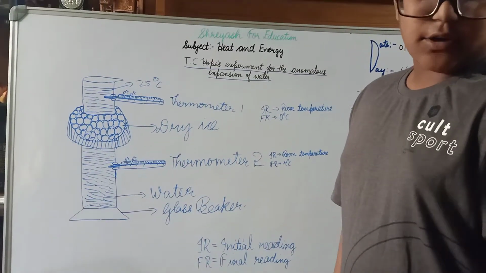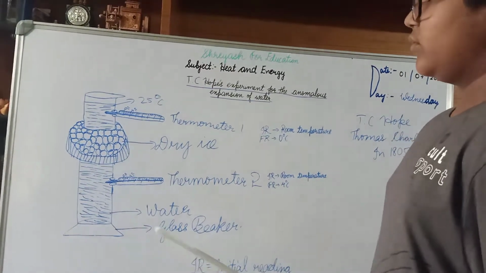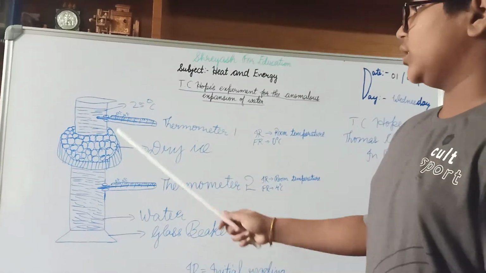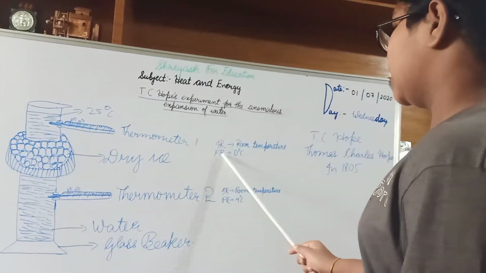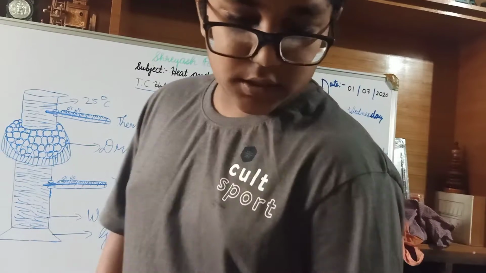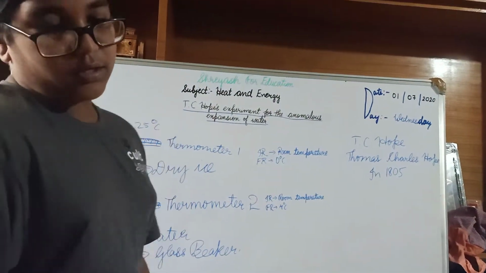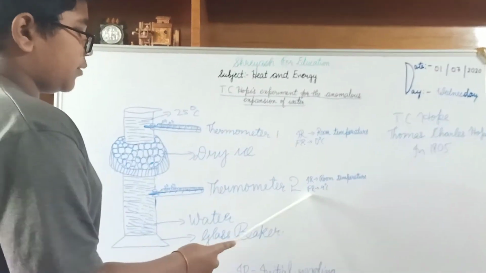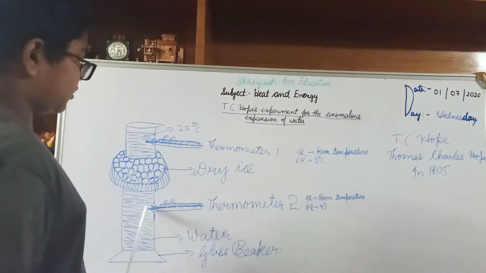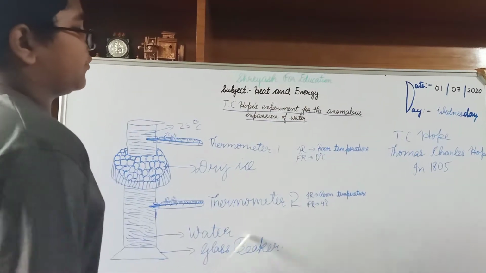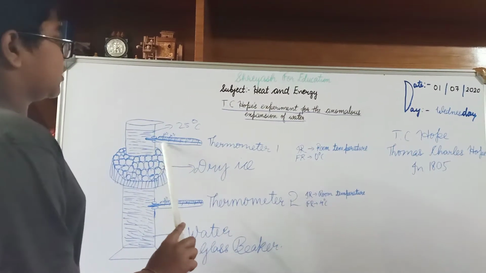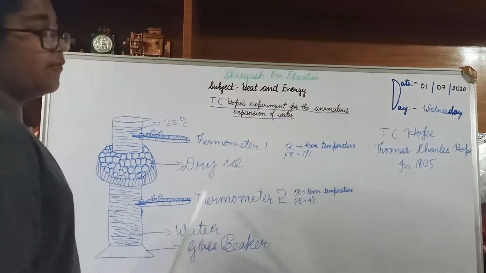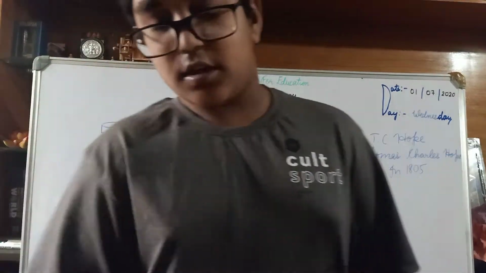Okay, and next, on further cooling below, the water expands, and so this becomes ice at 0 degrees Celsius. And then we can see that in the end, the lower thermometer 2 shows the final reading of 4 degrees Celsius, while thermometer 1 shows the reading of 0 degrees Celsius.